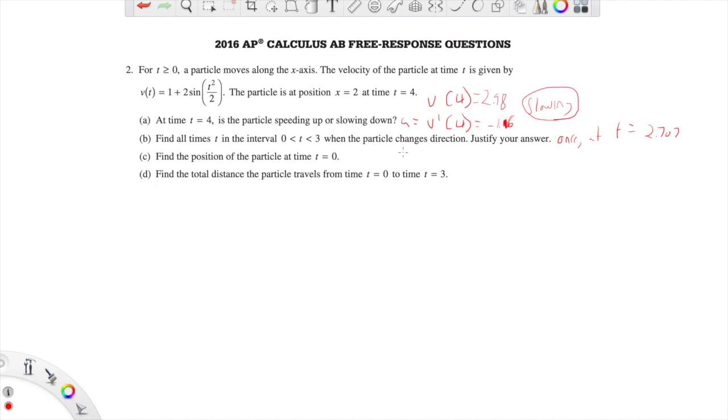So that's going to be the position at time t equals 4, which is 2, plus the integral, right? And we're taking a negative integral, right? So it's going to be from 4 to 0 of v of t, which will give us the distance traveled over that interval. And so we have to take the integral from 4 to 0 of the velocity.